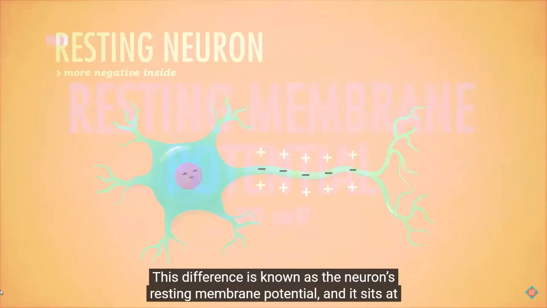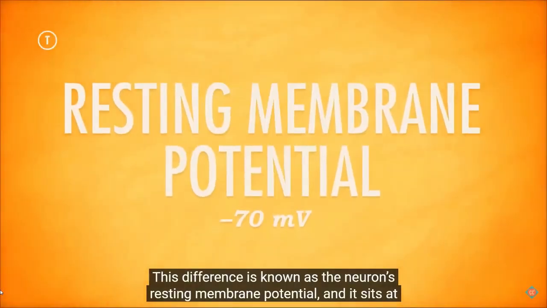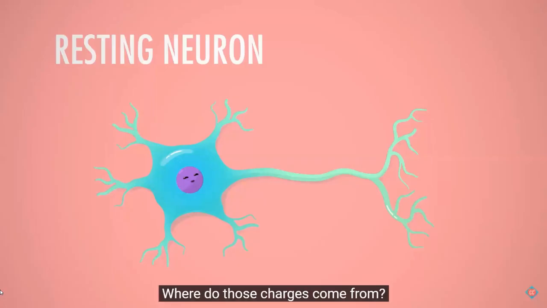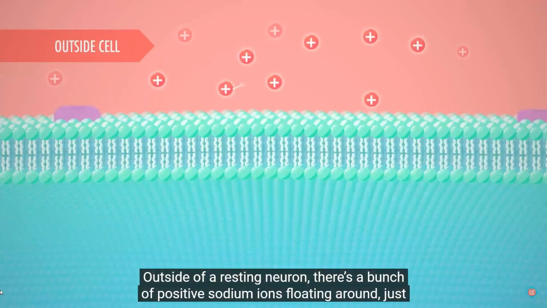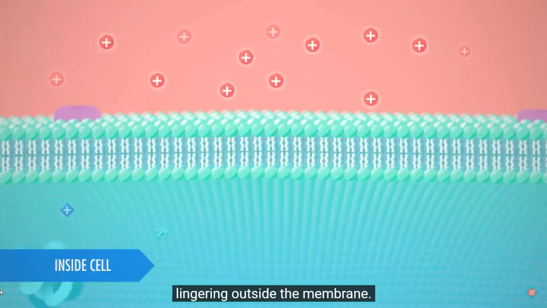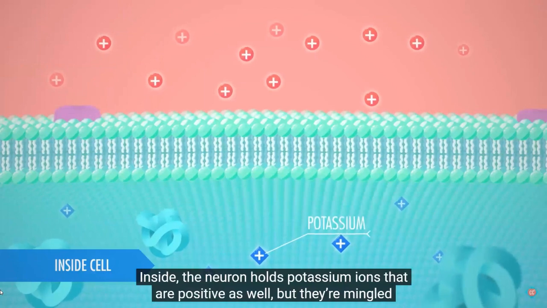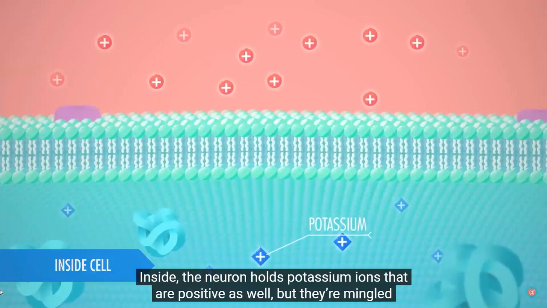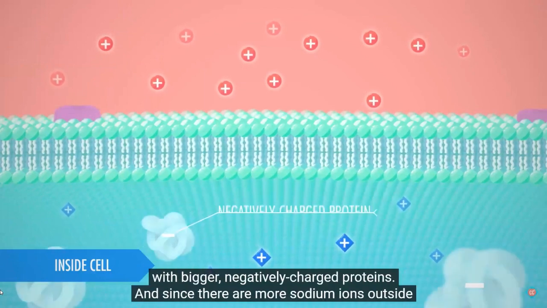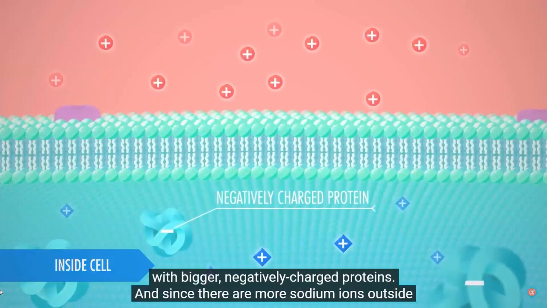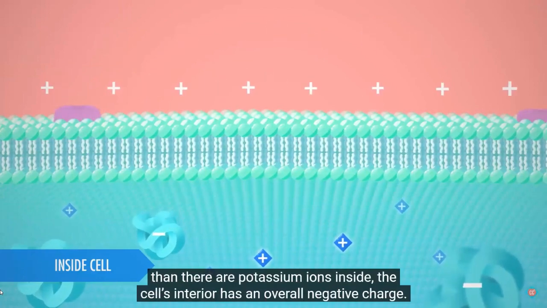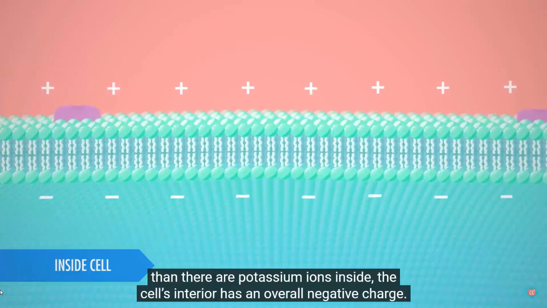Where do those charges come from? Outside of a resting neuron, there's a bunch of positive sodium ions floating around, just lingering outside the membrane. Inside, the neuron holds potassium ions that are positive as well, but they're mingled with bigger negatively charged proteins. And since there are more sodium ions outside than there are potassium ions inside, the cell's interior has an overall negative charge. When a neuron has a negative membrane potential like this, it is said to be polarized.